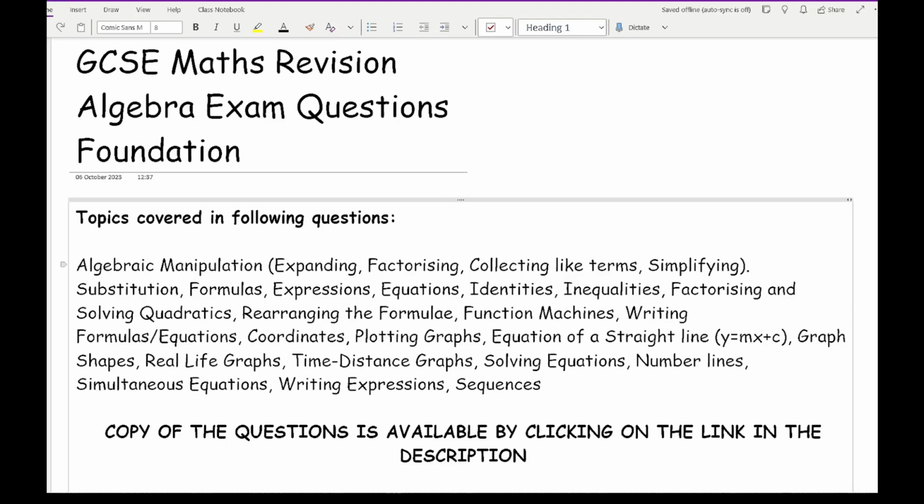Now in terms of what's covered in this particular audit, you're looking at algebraic manipulation, so expanding, factorising, collecting like terms and simplifying. You're looking at substitution, formulas, expressions, equations, identities, and knowing what they are as well as working with them. Inequalities, factorising and solving quadratics, rearranging the formula, function machines, writing formulas and equations, coordinates, plotting graphs, writing the equation of a straight line or y equals mx plus c, graph shapes, real life graphs, time distance graphs, solving equations, number lines, simultaneous equations, writing expressions and sequences.